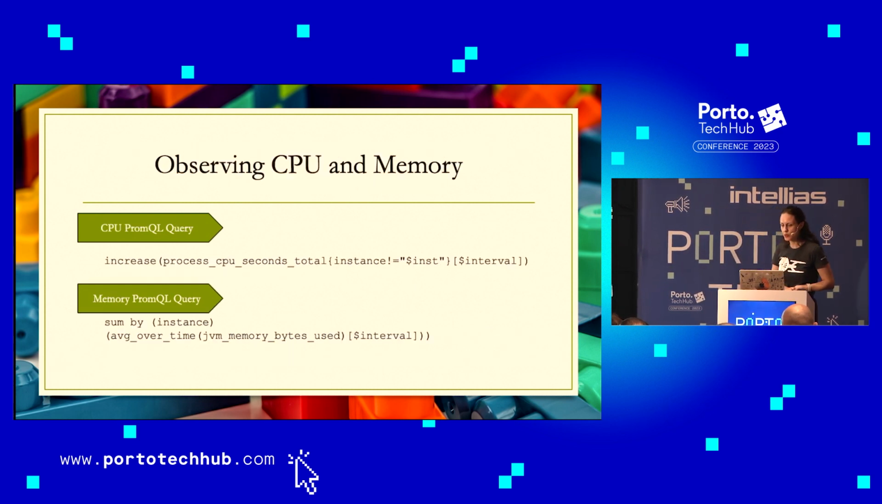And next one, I'm going to look at the CPU, the process CPU seconds total, and the average over time of the JVM memory bytes used over the same intervals all the time.